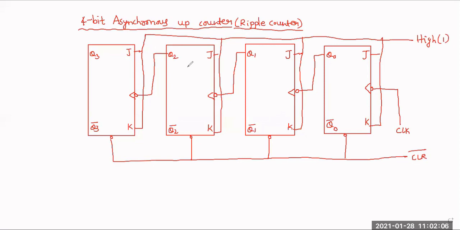This is the diagram for this one. I will take blue color. So whenever I apply the clear pulse, what are the initial values? Zeros. 0 0 0 0. Correct? Is that correct? All of you clear, right? Yes, sir.